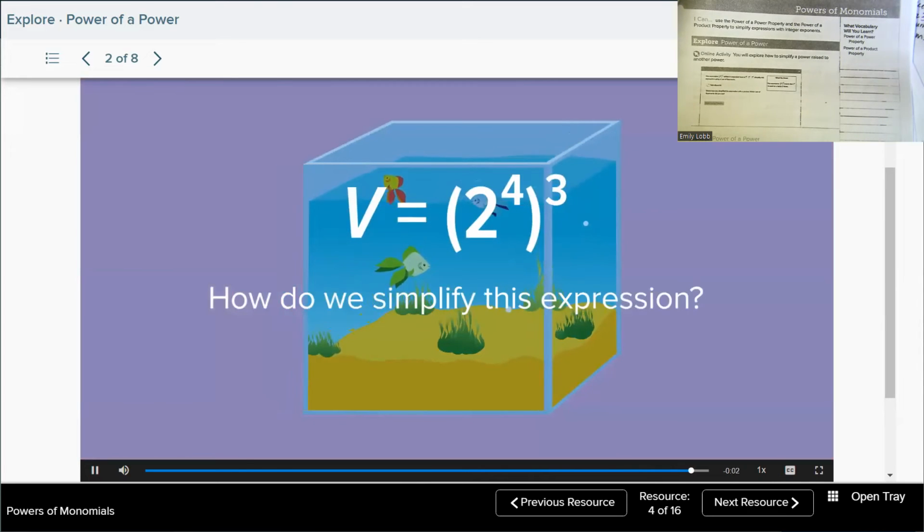How do we simplify this expression? All right, how would we simplify that? Any ideas? No? Right, 2 to the 4th power 3 times. So 2 to the 4th is now becoming our factor. So we would write it out this many times, whatever our exponent tells us. Good.